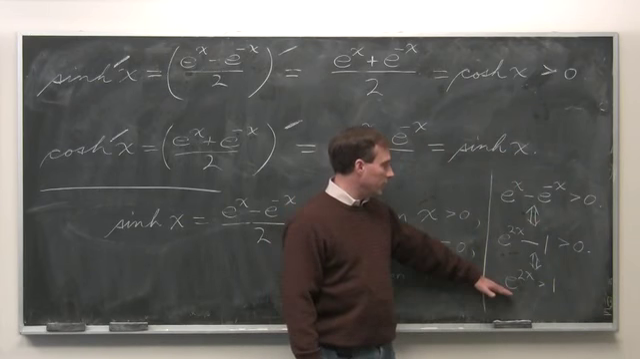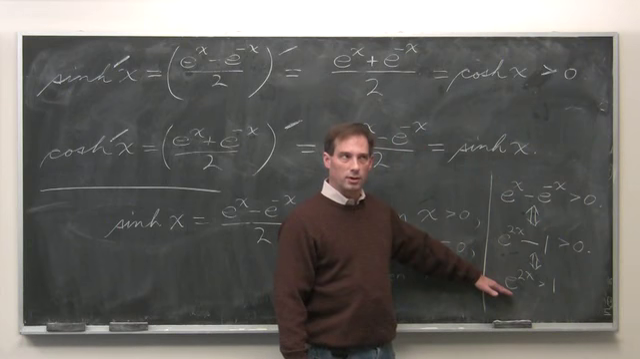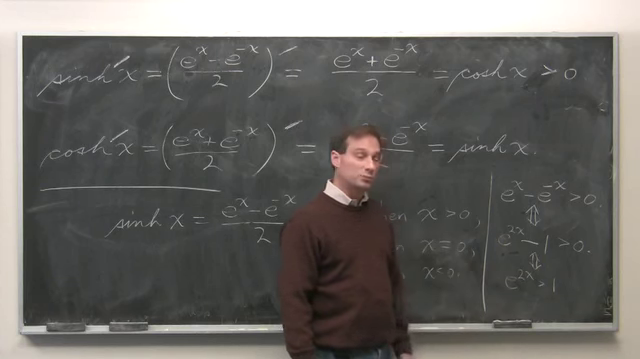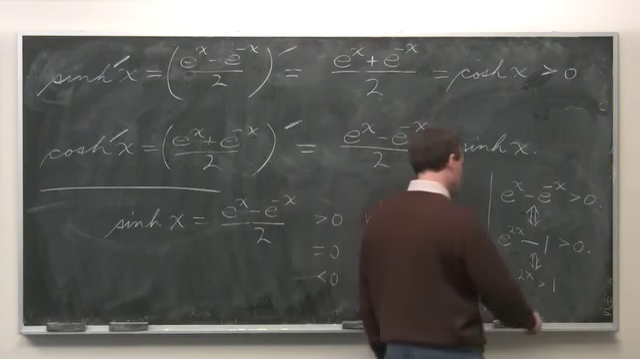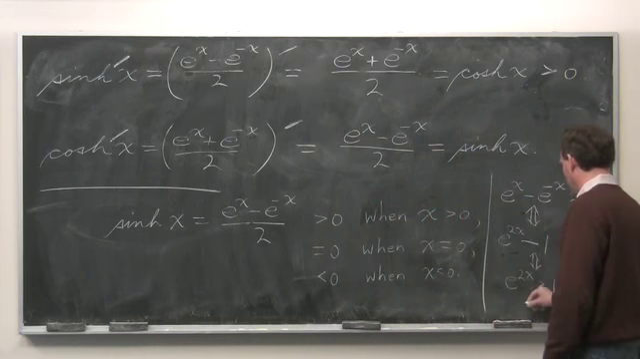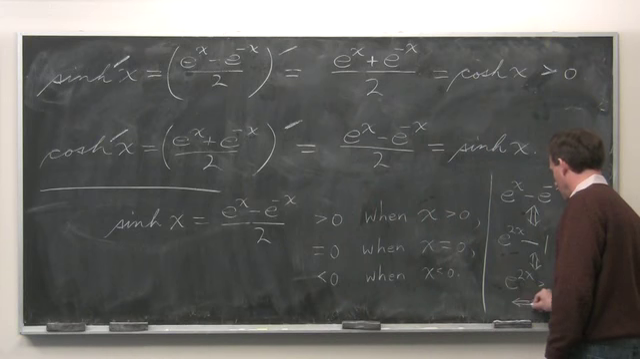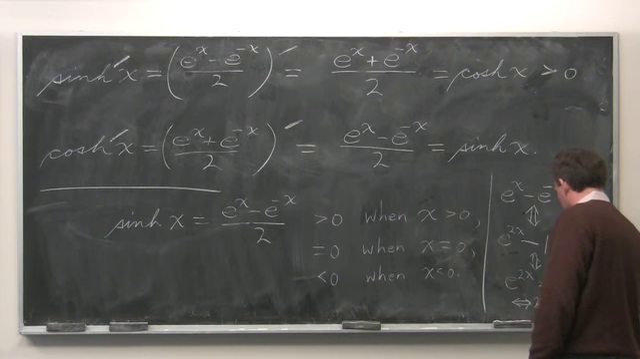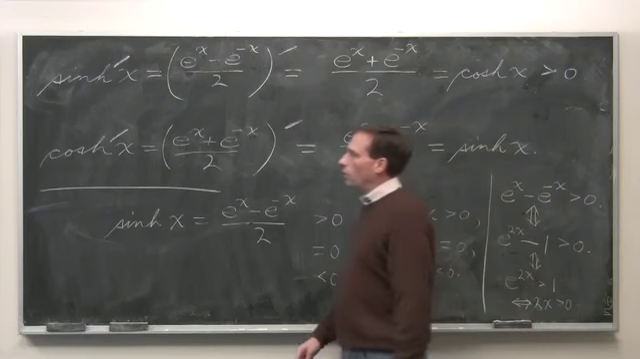But we know when e to something is greater than 1. When is e to an exponent greater than 1? When the exponent is greater than 0. And so this is if and only if 2x is greater than 0, but that's the same as x being greater than 0.